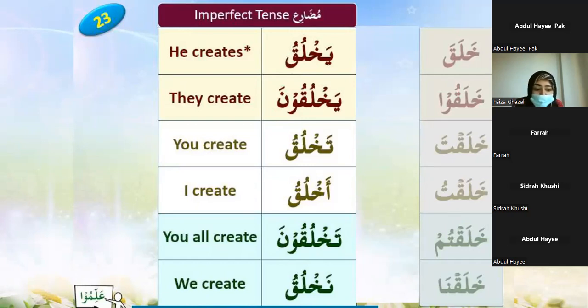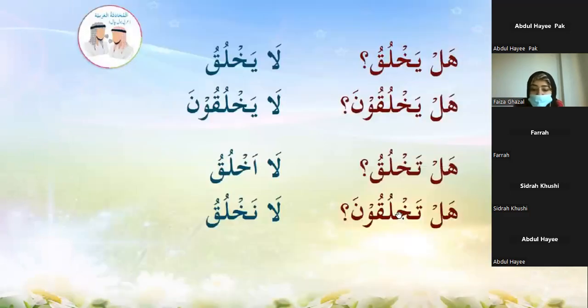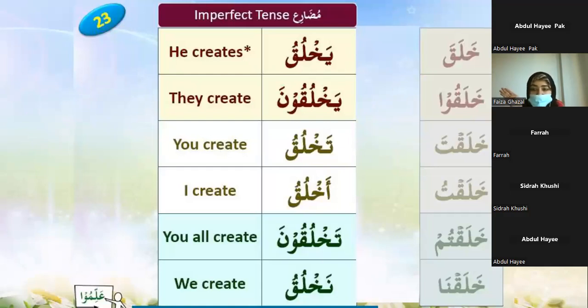Does anyone want to revise this table, please? Just for your practice, sisters and brothers, anyone. يخلق, he creates. يخلقون, they create. تخلق, you create. أخلق, I create. تخلقون, you all create. نخلق, we create.